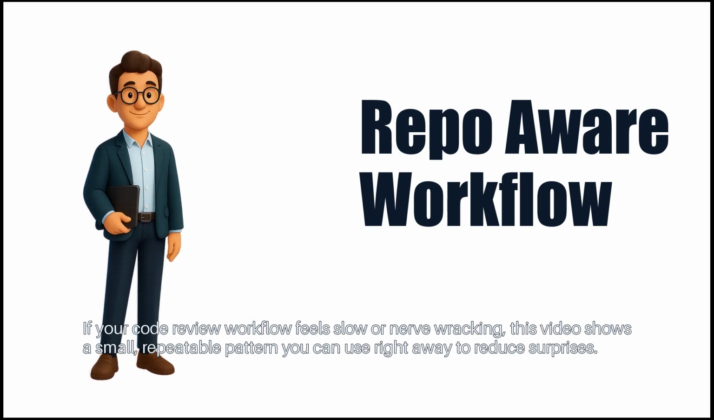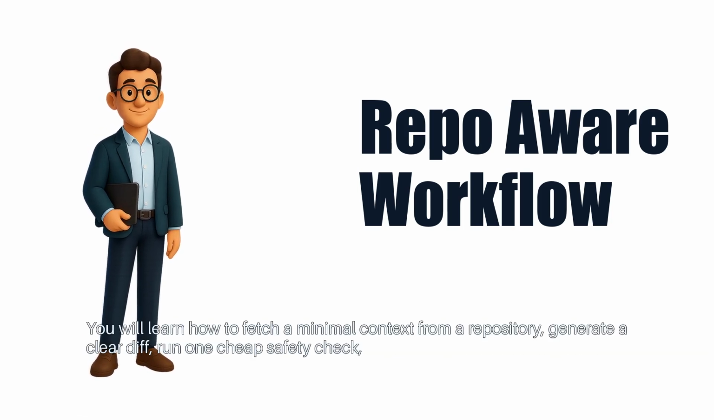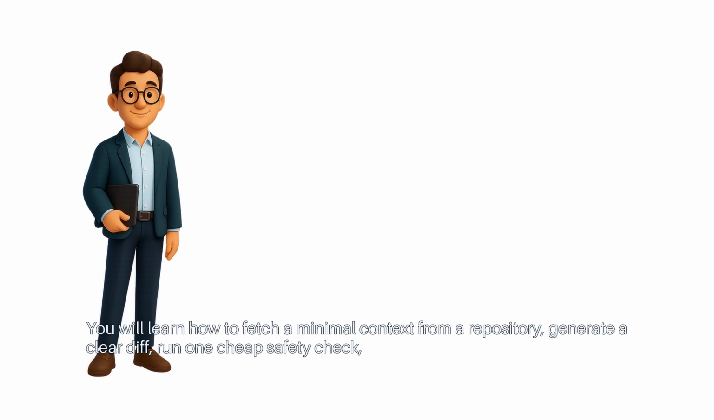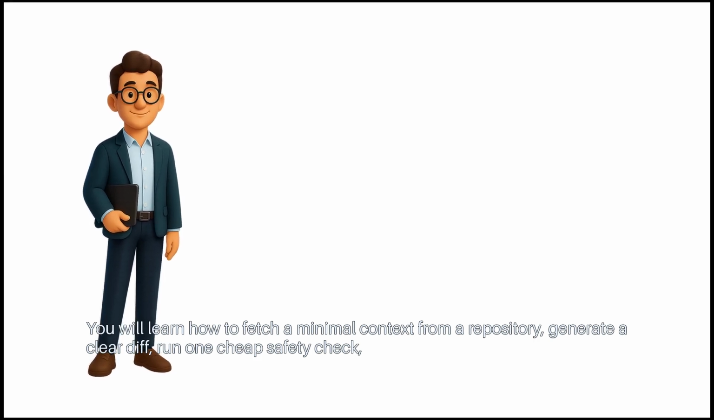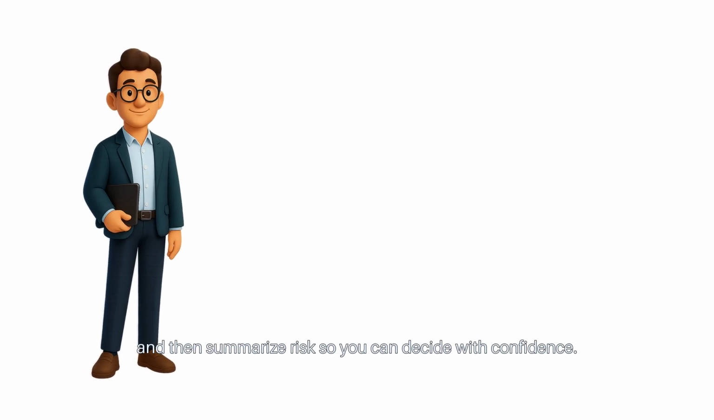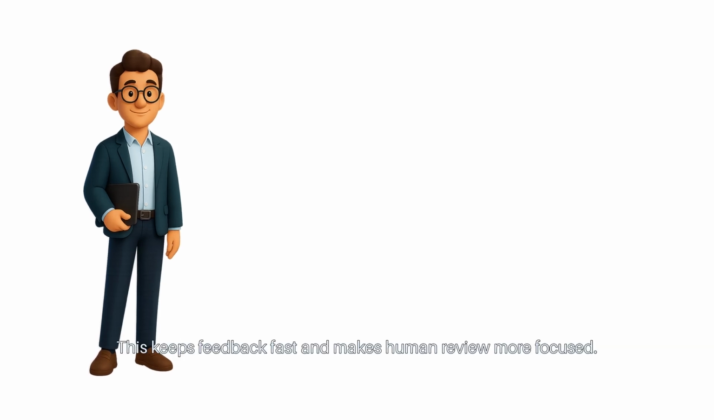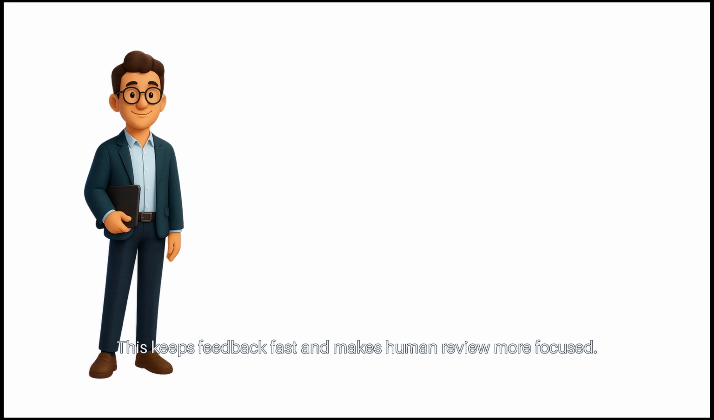away to reduce surprises. You will learn how to fetch a minimal context from a repository, generate a clear diff, run one cheap safety check, and then summarize risk so you can decide with confidence. This keeps feedback fast and makes human review more focused.